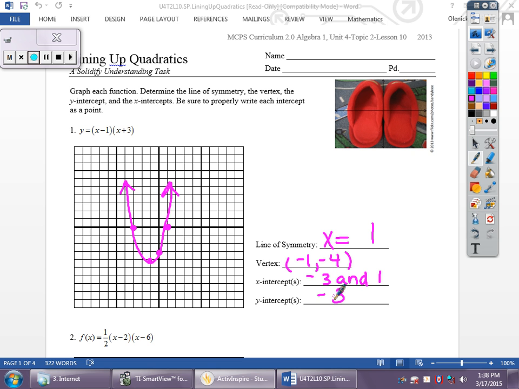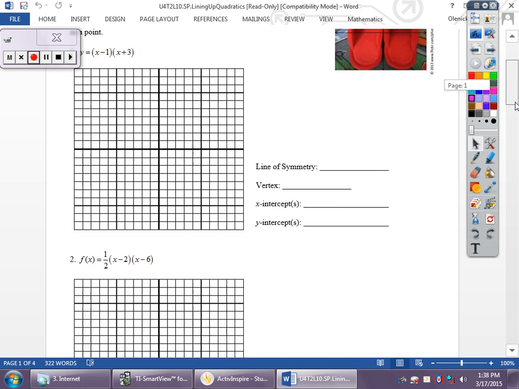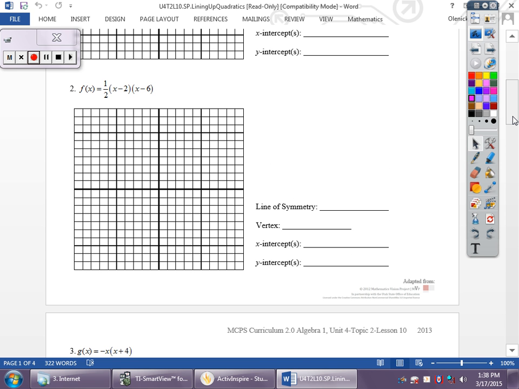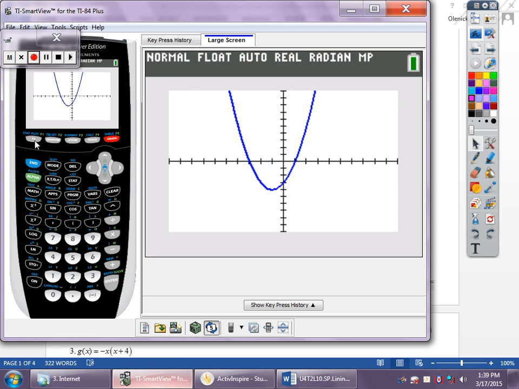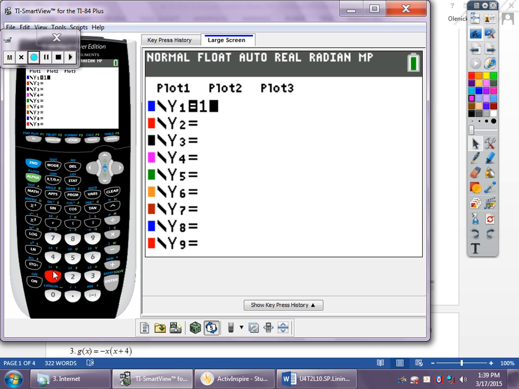Let's go ahead and clear the screen and move on to the next one. Okay. Same thing. I'm going to type it as I see. So I have 1/2 times x minus 2 times x minus 6. I would type that in my calculator. Go ahead and hit clear. I have 1 divided by 2. Now normally fractions I would put in parentheses. It's just good practice, but I'm going to leave them alone for right now. I have x minus 2 and I have x minus 6. I would press graph.